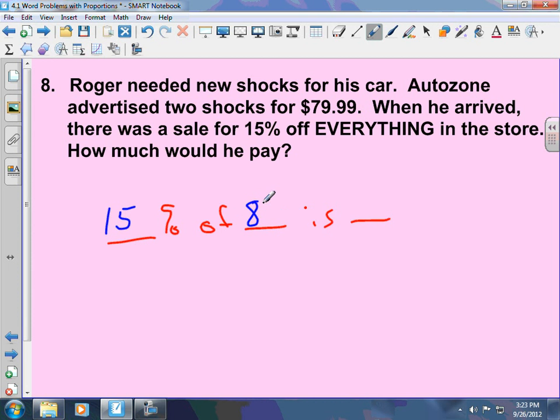What is the total amount he's spending? $79.99. I'm just going to make that 80. So remember, of means multiply. So 15% times 80 equals, well, again, they're saving $12.